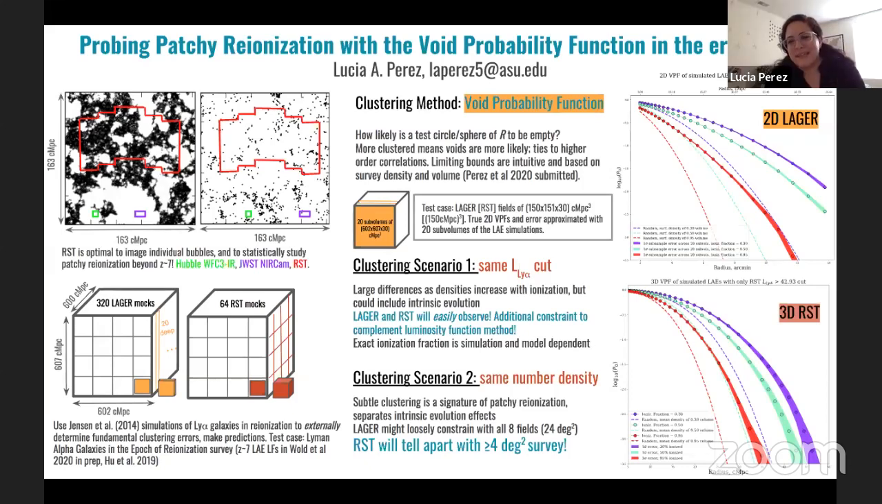And something I can say while these roll in: when the VPF of your given sample is measured, as long as it has a very similar luminosity cut or number density, you can directly plot it on this and get an estimate for the ionization fraction based on the Jensen et al. 2014 simulations and their assumptions.